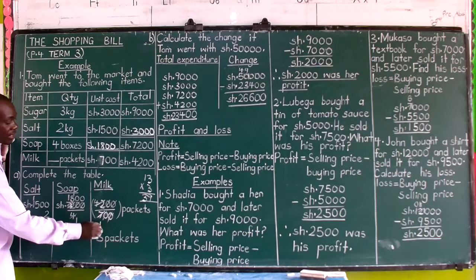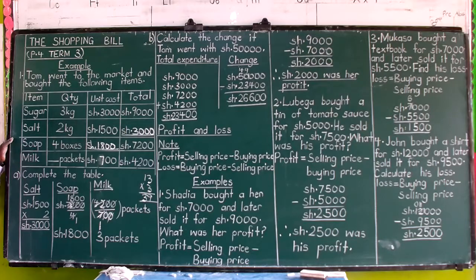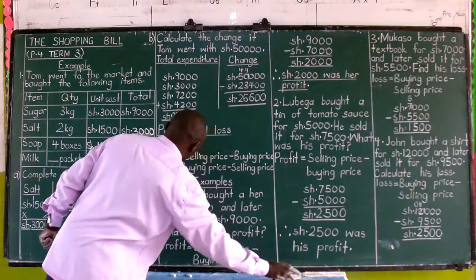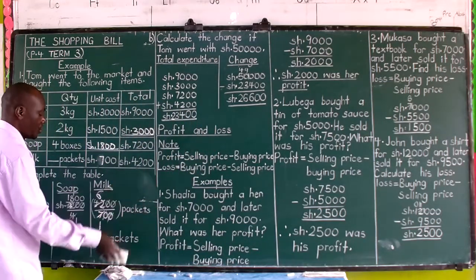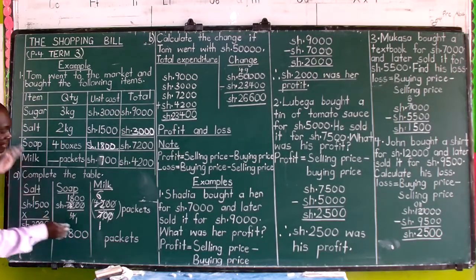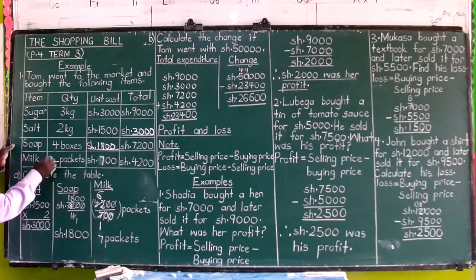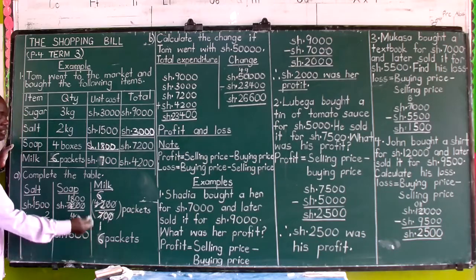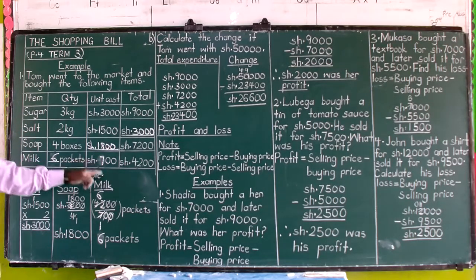7 divided by 7 is once, and then 42 divided by 7, we get 6. Why? 6 times 7 is 42. So we have got 6 packets instead of 3. Fill in 6 packets. They are not 7, they are 6. So 6 times 700, you get 4,200 shillings.